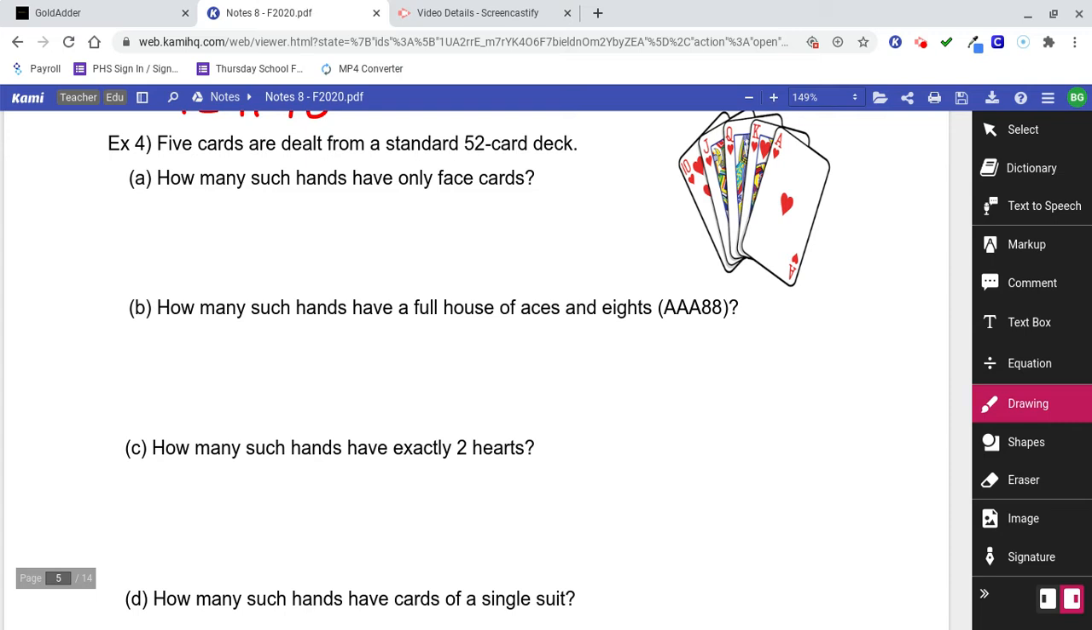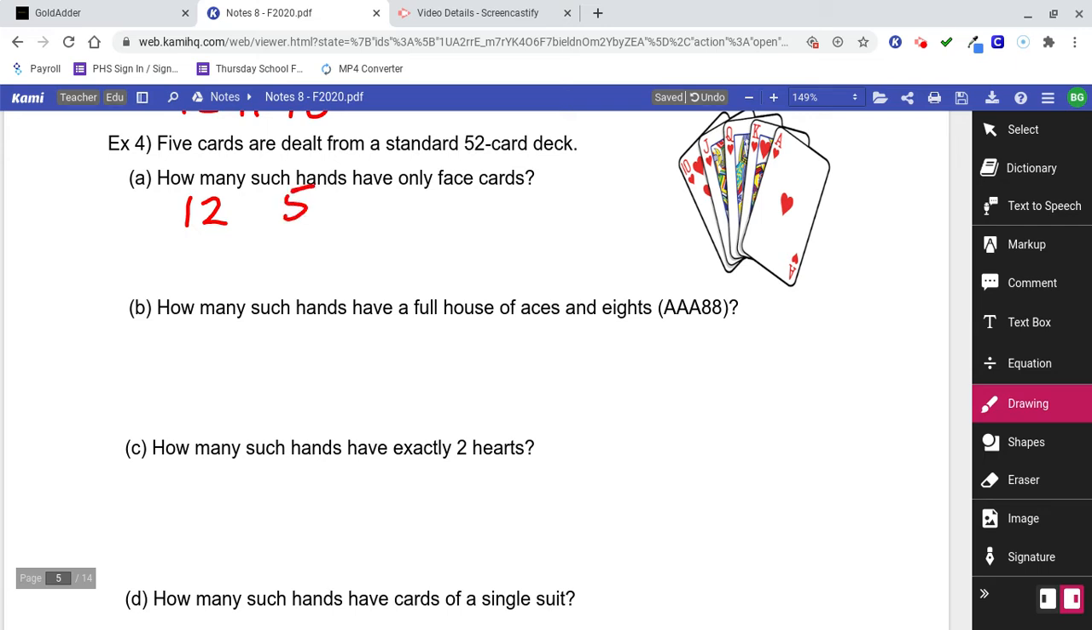5 cards are dealt from a standard 52 card deck. How many such hands have only face cards? Okay. Well, do you know how many face cards there are? There are 12 face cards, right? King, queen, and jack of each of the 4 suits. There are 12 face cards, and I'm selecting a group out of those 12. I'm selecting 5 of those cards out of 12, so it's a group from a group.